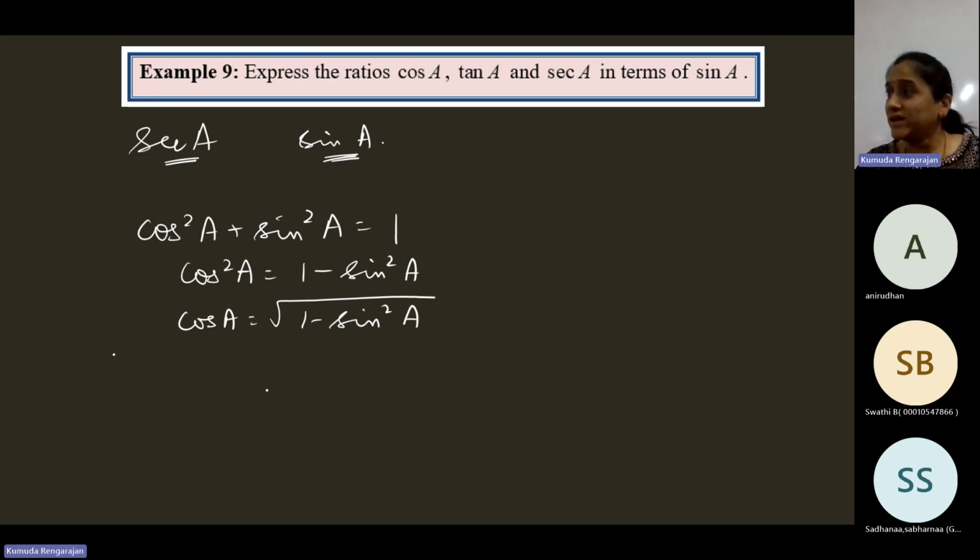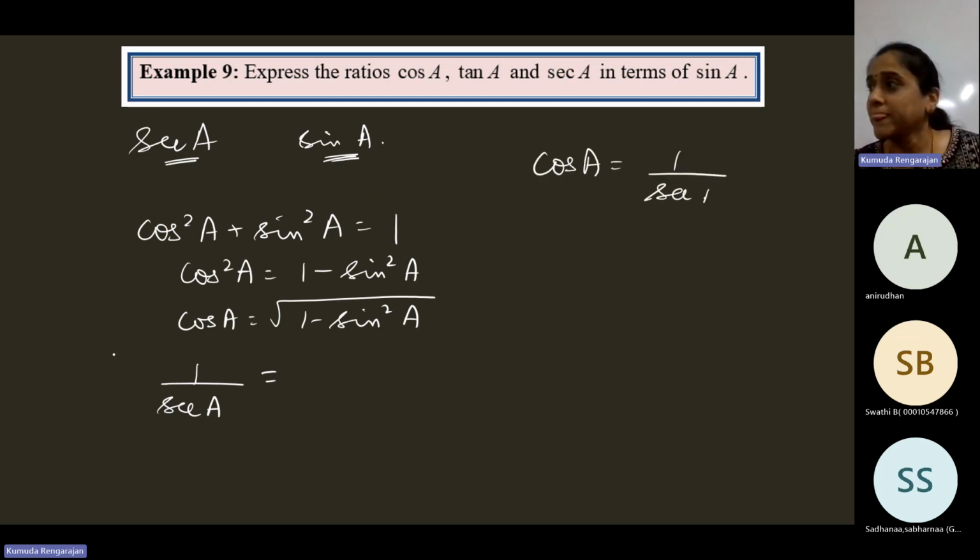Now we have to write secant, right? So how can you write cos in terms of secant? Cos A is 1 by secant A. See, now we have introduced secant. Anyway, we have cos, so now we'll introduce secant. So what is cos? 1 by secant A. We have written the equivalent. Cos A can also be written as 1 by secant A. Like if you have 10, you can write it as 7 plus 3, no? You're writing the equivalent. Instead of cos A, we are writing 1 by secant A. Both are equal.